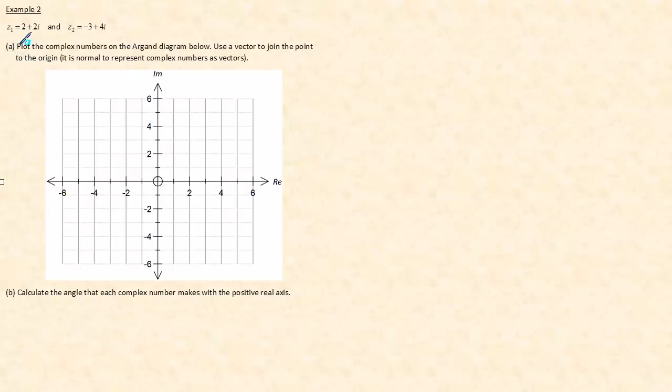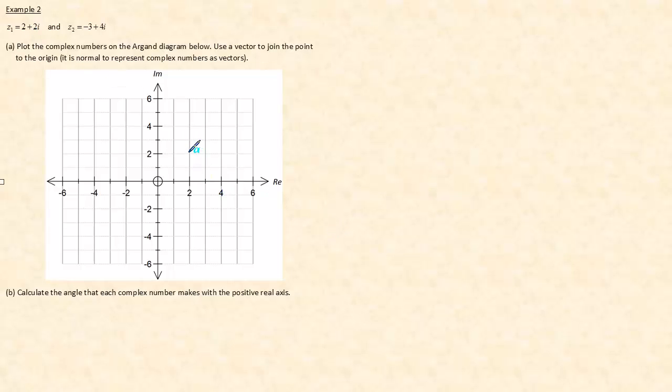Z1 is equal to 2 plus 2i, and Z2 is negative 3 plus 4i. We want to plot the complex numbers on the Argand diagram below, use a vector to join the point to the origin, and then we're going to calculate the angle that each complex number makes with the positive real axis.